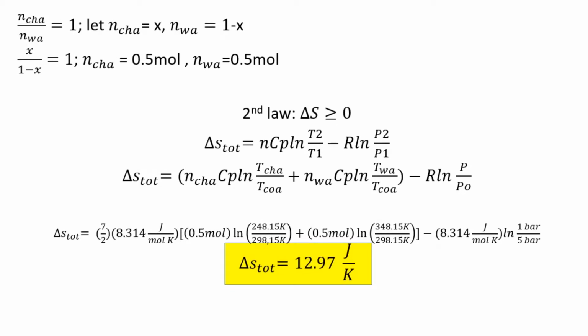For a 1 mole basis, we can get that n of chilled air is equal to 0.5 moles and n of warm air is equal to 0.5 moles. Thus, the second law states that ΔS is greater than or equal to 0, where ΔS total is equal to n Cp ln(T2/T1) minus R ln(P2/P1). By substituting our values, we get ΔS total equal to 12.97 joules per Kelvin, which satisfies the second law statement that ΔS is greater than or equal to 0.